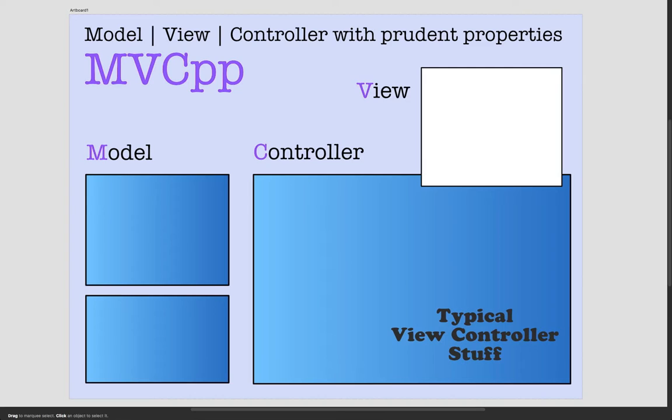I have heard of Model-View-Controller, but prudent properties, never. What exactly is that? I don't know. Let's kind of go through this diagram and fill it out and find out. So we have MVC. We've heard of that one.